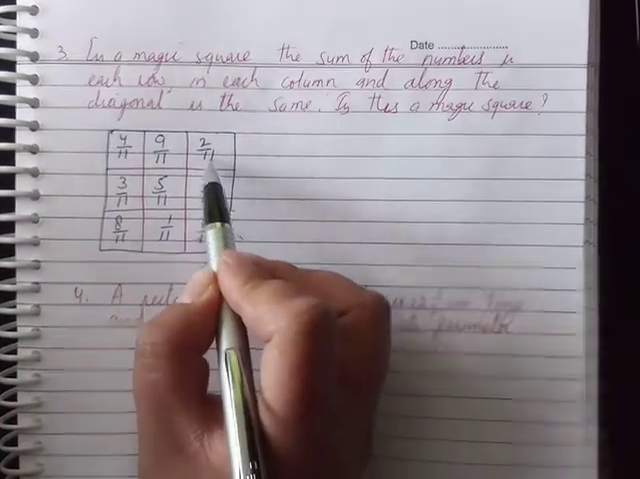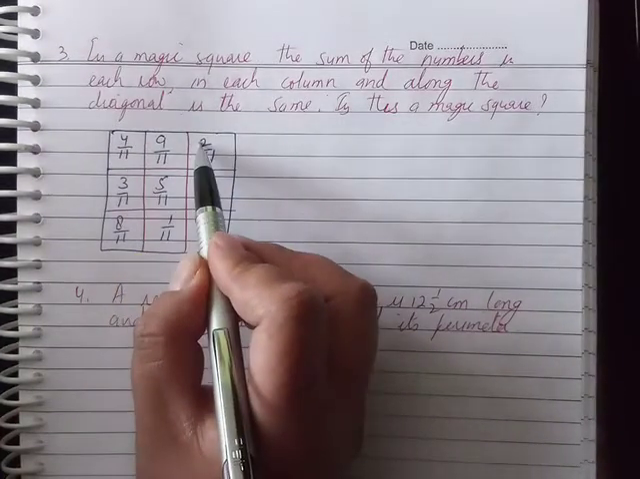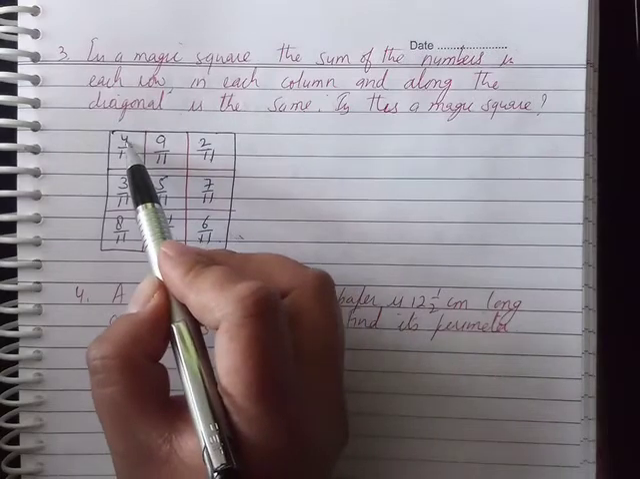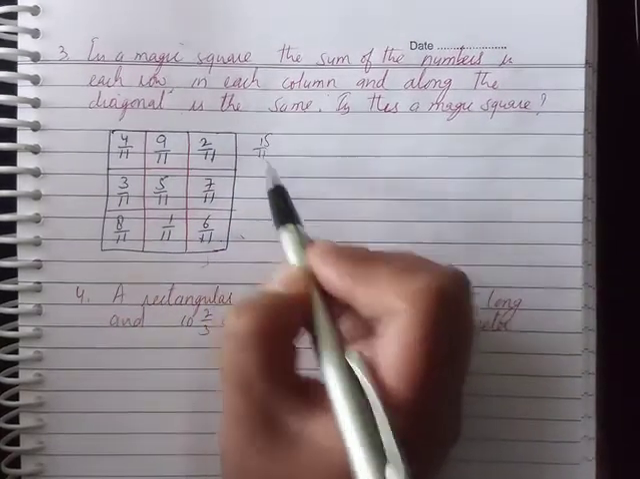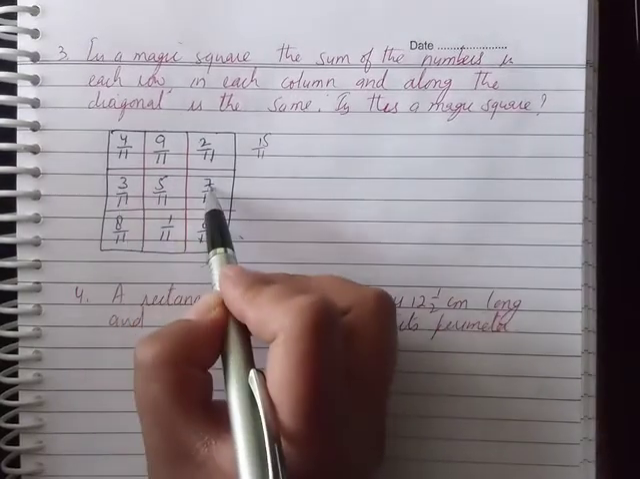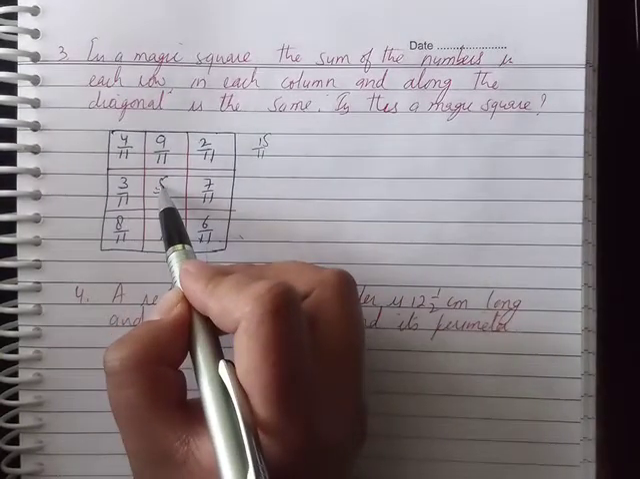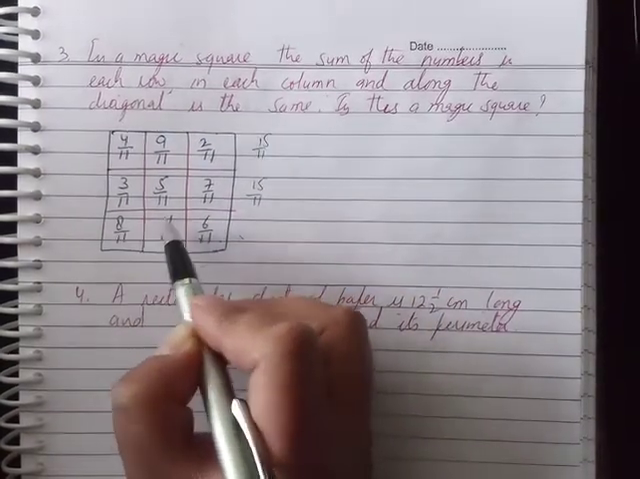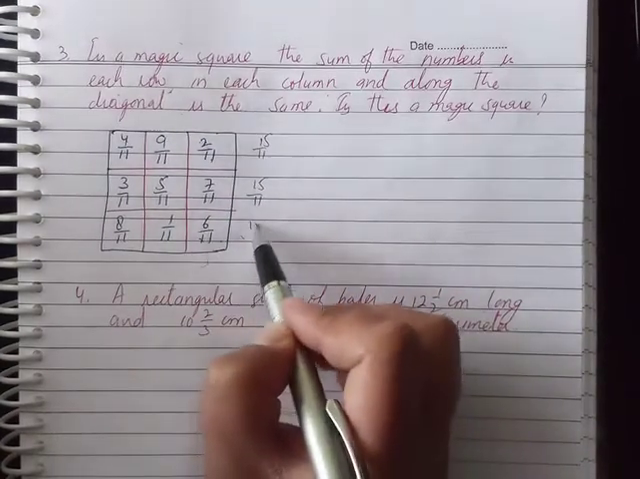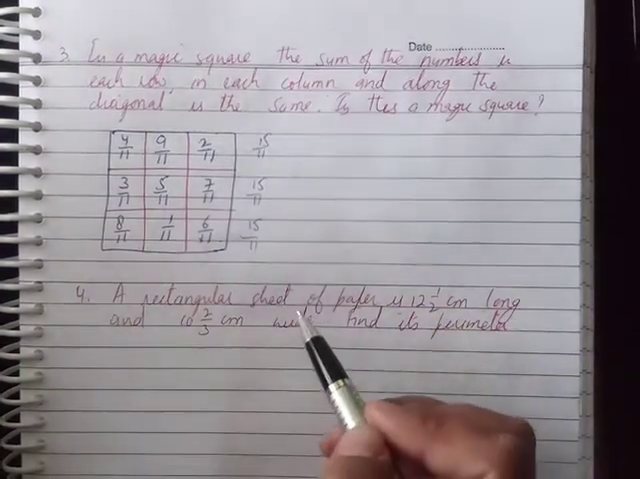First, the row: the terms have like denominators, so we add the numerators. 9 plus 4 is 13, 13 plus 2 is 15, so 15 upon 11. Then the next row: 3 plus 5 is 8, 8 plus 7 is 15, so 15 upon 11. Then the last row: 8 plus 1 is 9, 9 plus 6 is 15, so 15 upon 11. Every row gives 15 upon 11.